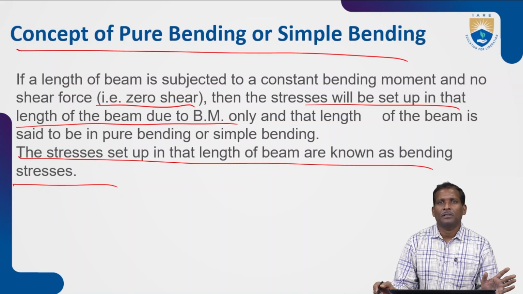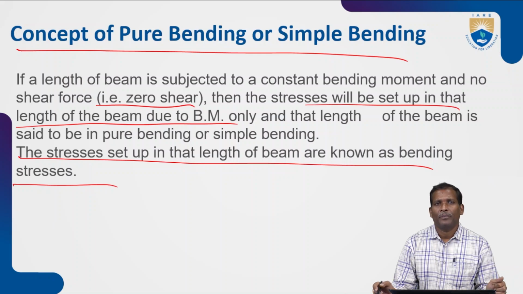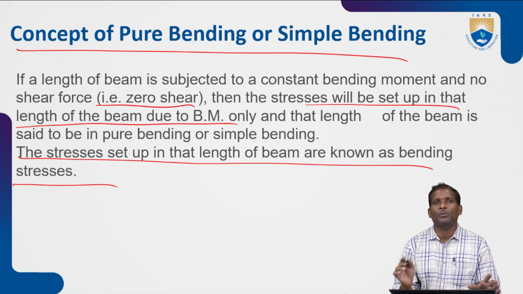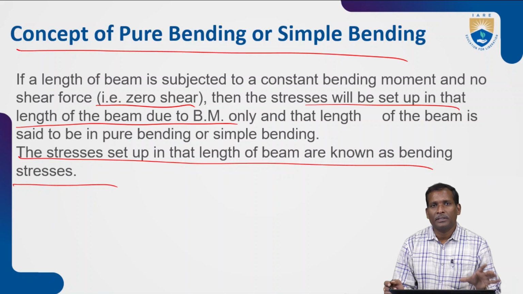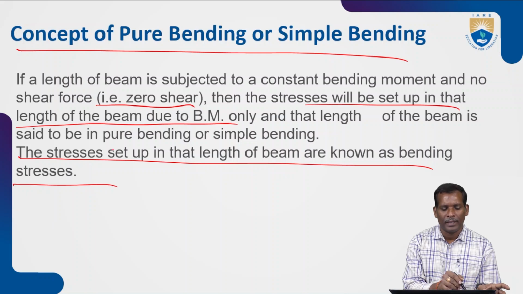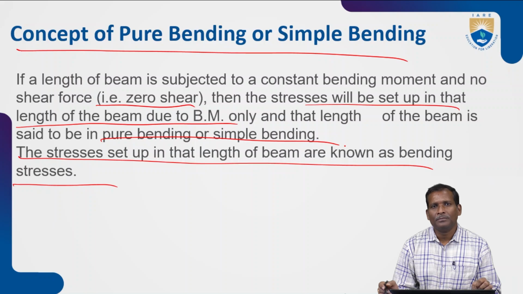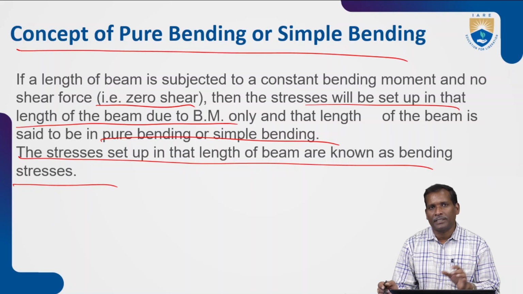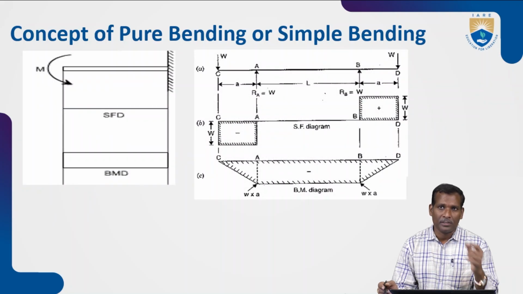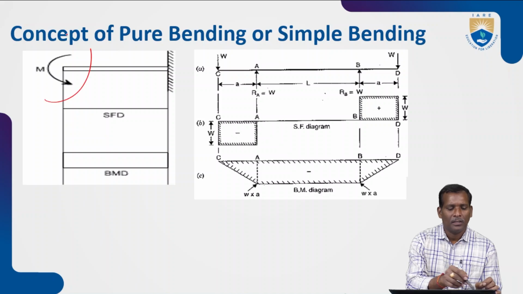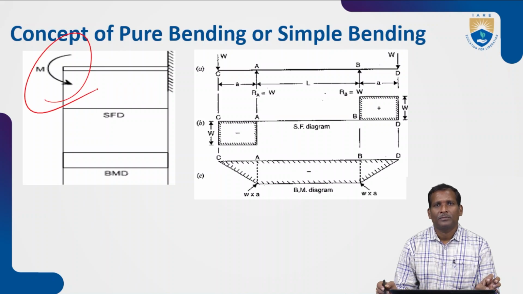So if a length of beam is subjected to a constant bending moment, there is no shear force. So what will happen? The stresses will be set up in that length of the beam. Why? Because of the bending moment only. Then the beam is said to be in pure bending or simple bending. So the stresses set up in that length of the beam are called bending stresses. I will show you in this diagram. Only the bending moment is there. There is no shear force.